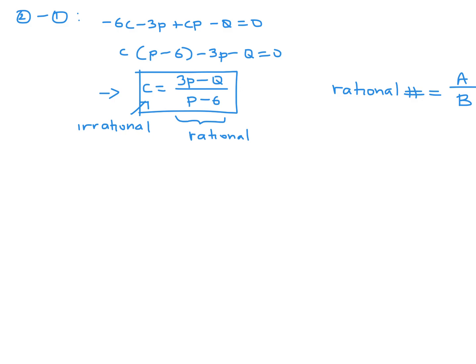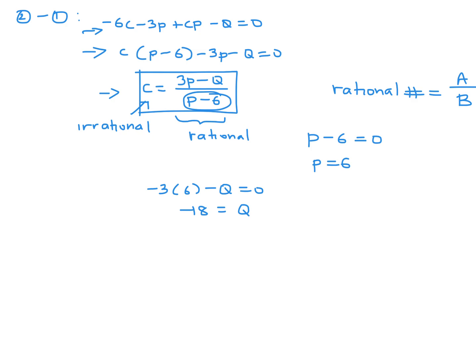It falls apart, right? The only way that it could work is if this denominator is 0. Now, that's the only way that c would be irrational. Okay, if that's the case, then that means p is 6. If p is 6, then we go right back to this guy, or this guy, whichever one you want to put it in, and solve for q. So that would mean minus 3 times 6 minus q is 0. So q is equal to minus 18.